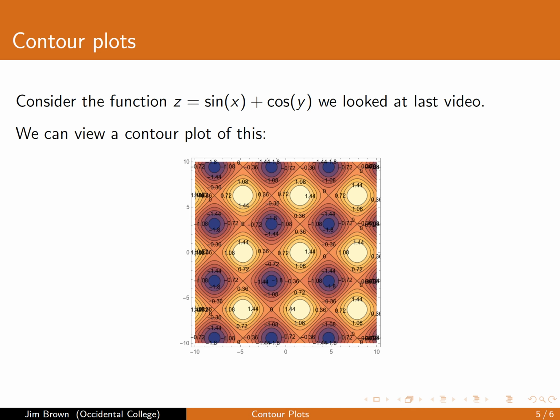So for this one, it really highlights that these ones are the ones going up to the top at z equals 2, and these ones are going down. So the positive and negative is really emphasized here with the different colors.